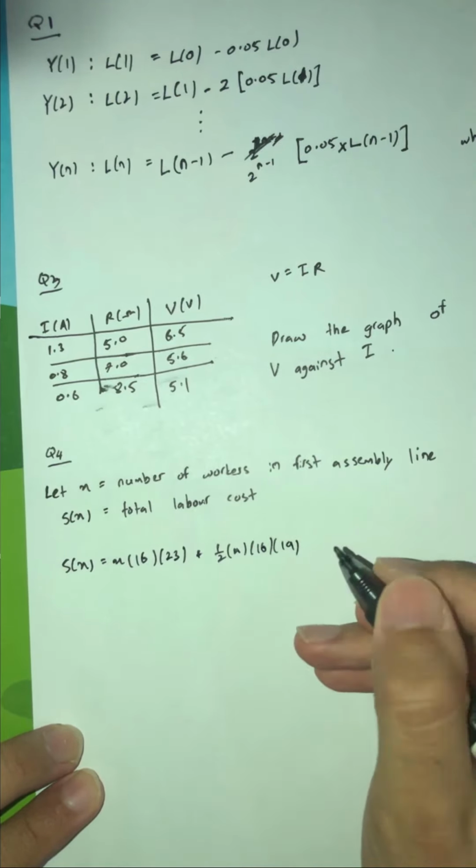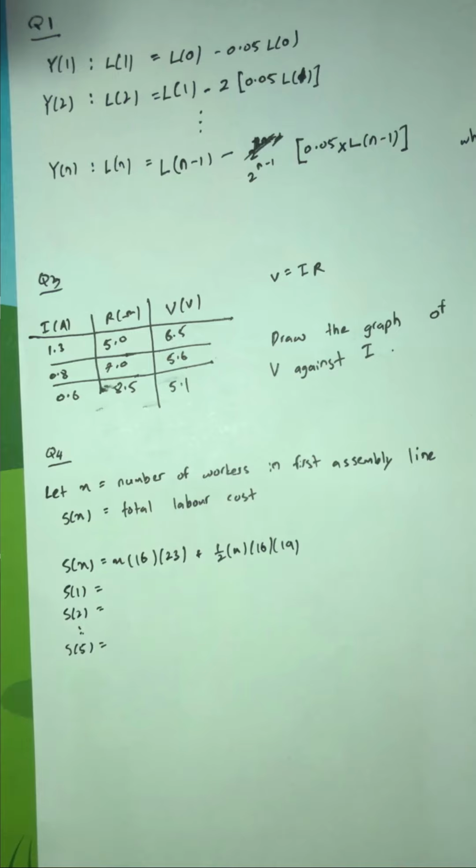Now this is basically your equation, but it asks you for the event if 1 to 5 workers are allocated in the first line. So what you need to do is just plug in 1 and find your answer. Find S(1), S(2) until S(5), right? That's how you do it.